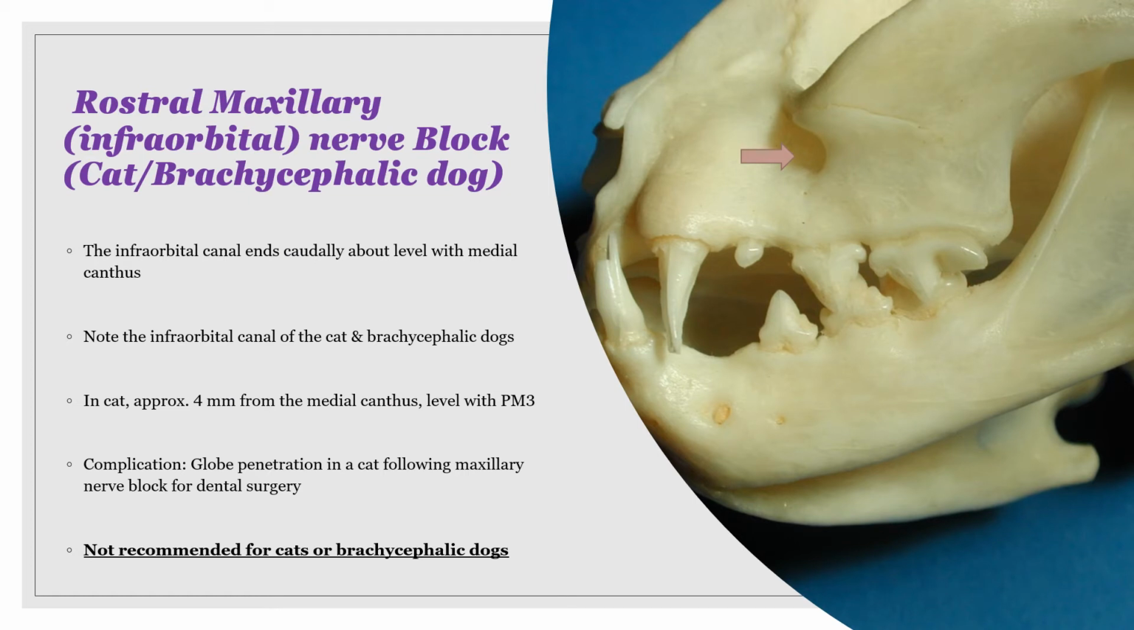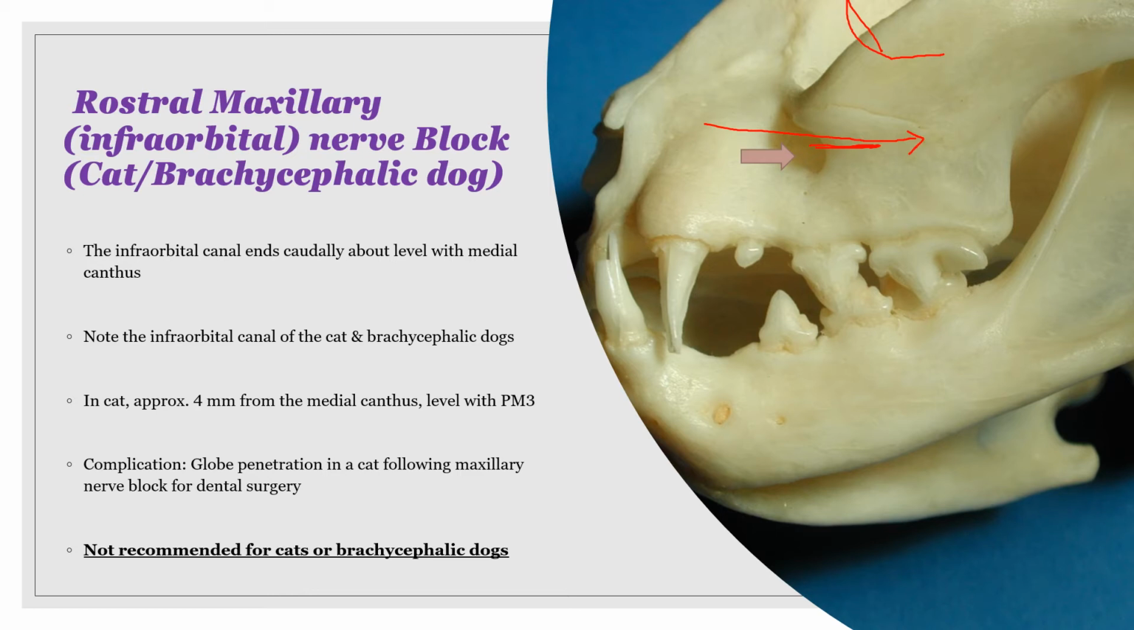So this is the reason why we don't do the rostral or infraorbital nerve block in cats or brachycephalic dogs, and I tend not to do it in any dog or cat now. And the main reason is the infraorbital canal is very short. And what I mean by that, it's only to about there in the cat. So if you place the needle in too far, you'll be into the pterygopalatine fossa area, and the globe is sitting in this area here. So we just got to be careful with this nerve block. We don't recommend using this type of nerve block in cats or brachycephalic dogs.